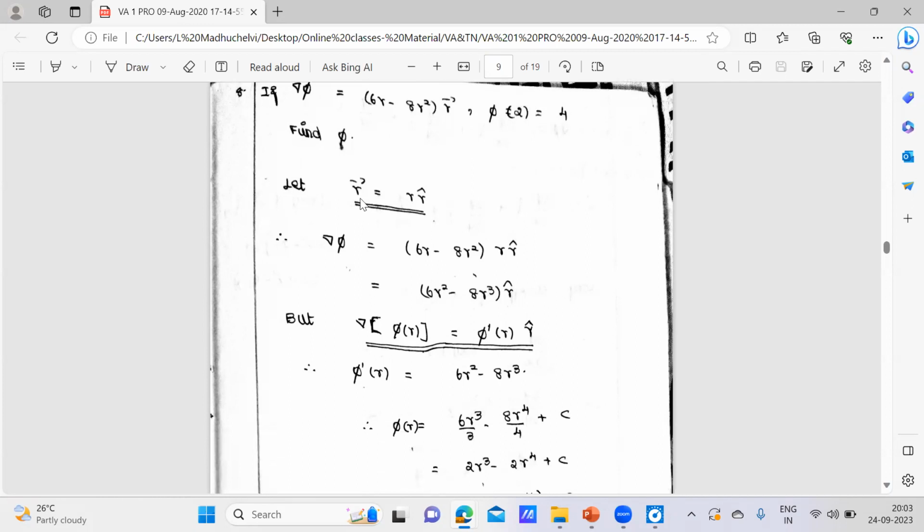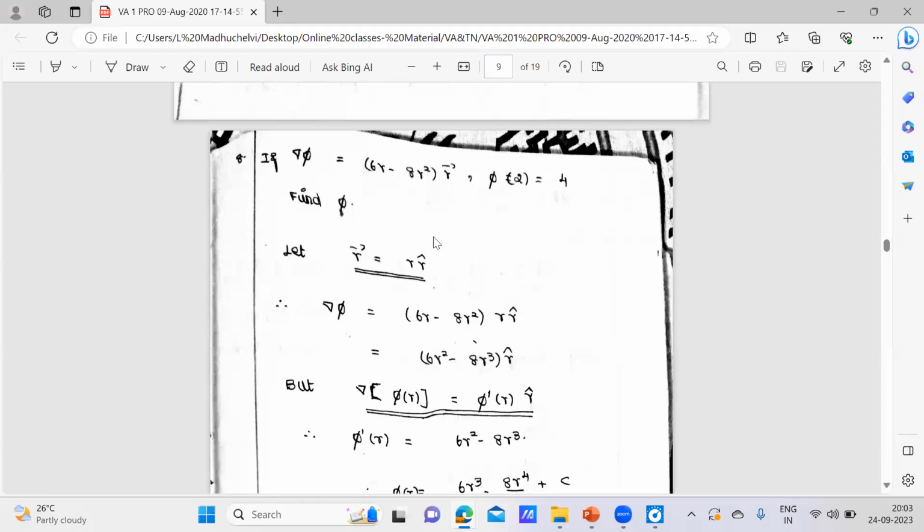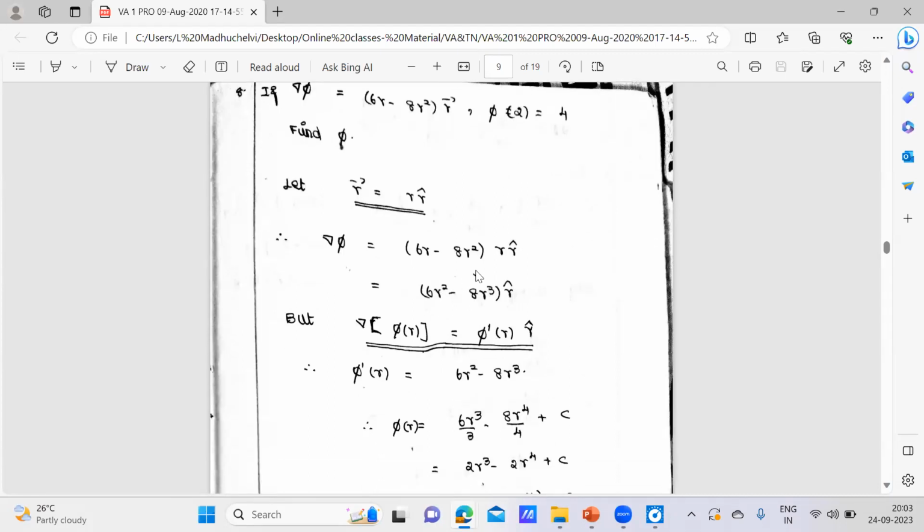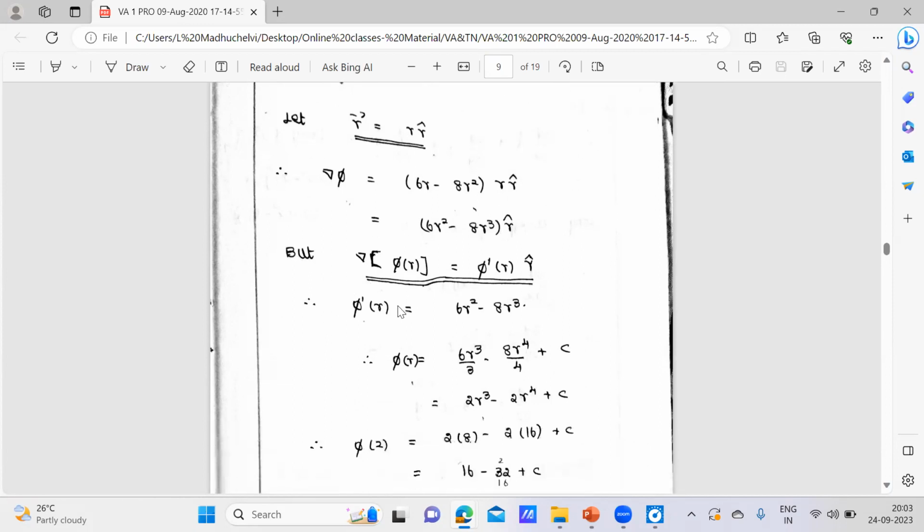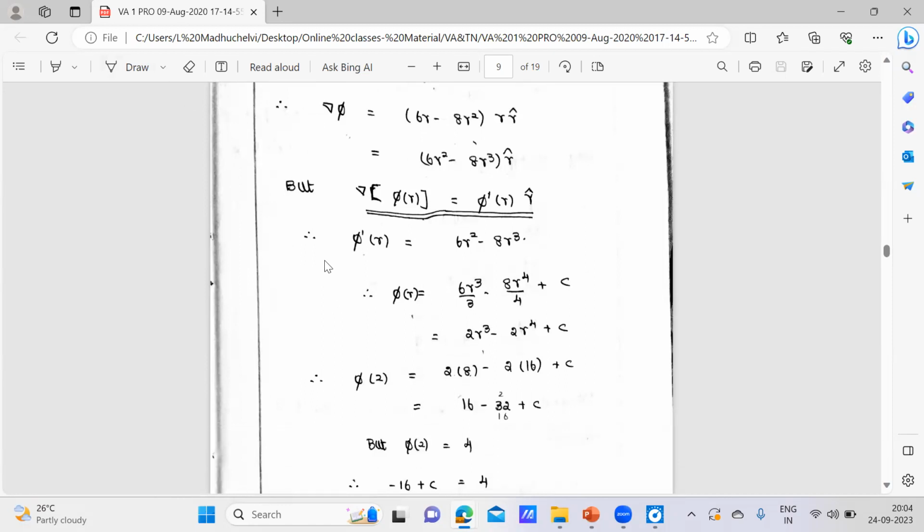So we know that r vector equal to r into r cap. So del phi equal to (6r minus 8r squared) into r cap. That is (6r squared minus 8r cubed) r cap, since we multiply by r. But del of phi of r is phi dash of r into r cap. So using that, phi dash of r into r cap equal to (6r squared minus 8r cubed) into r cap. We can cancel the r cap on both sides. Then we get phi dash of r equal to 6r squared minus 8r cubed.